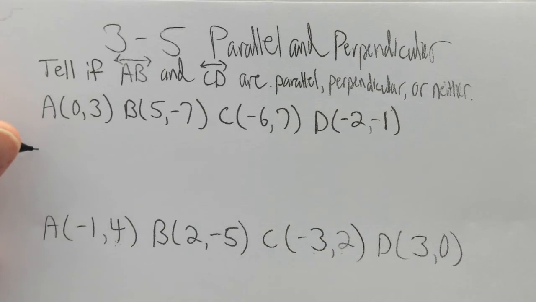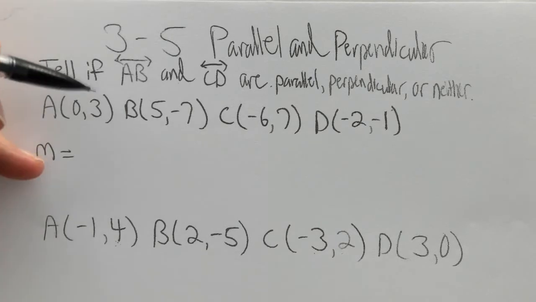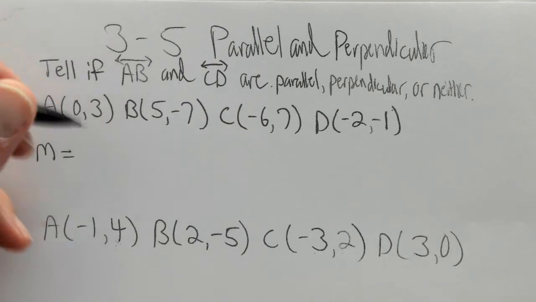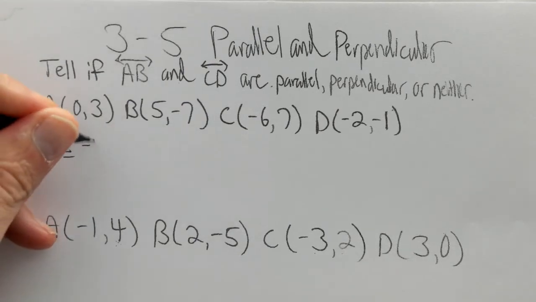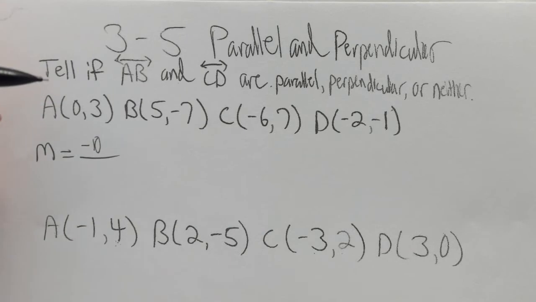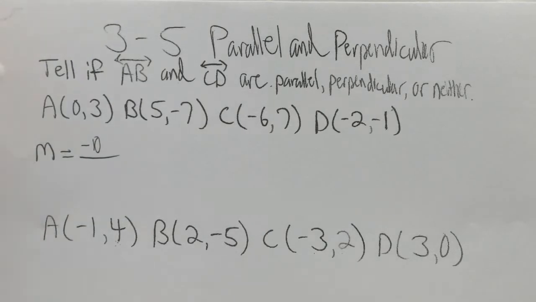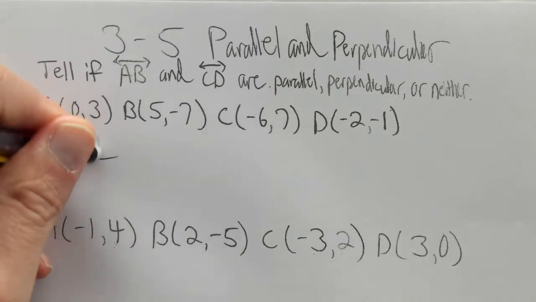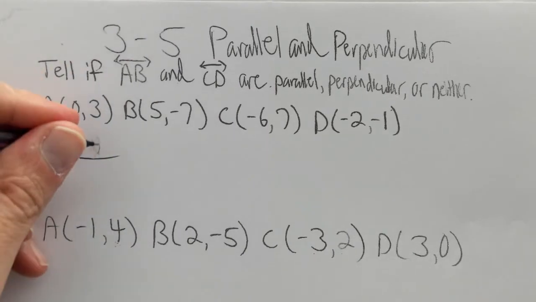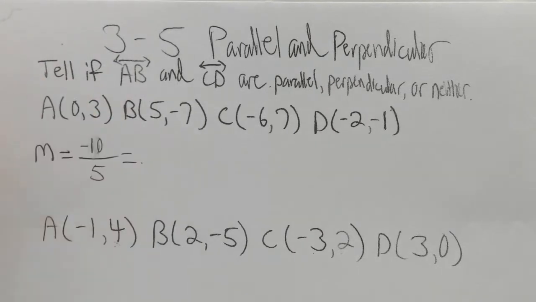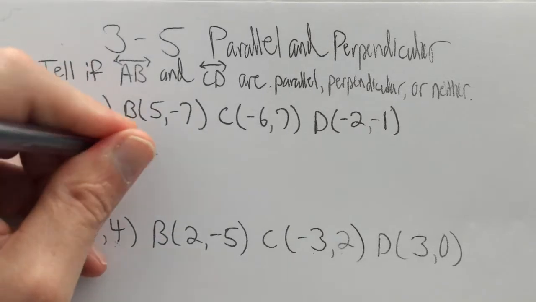Alright, so let's go through and see how it would work. I need to find the slope. So remember, I've got 2 points, and the formula is change in y over change in x. So what do my y's go to? It goes from 3 to -7. So that's down by 10. And my change in x goes from 0 to 5. 0 to 5 is going to be up by 5. So the change in y is down by 10, the change in x is up by 5. If we divide that out, this one will have a slope of -2.